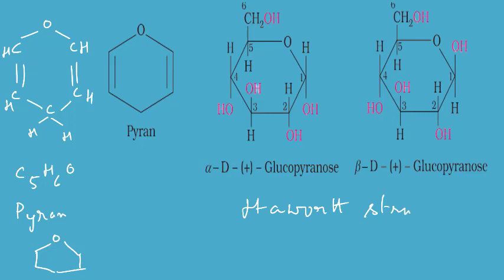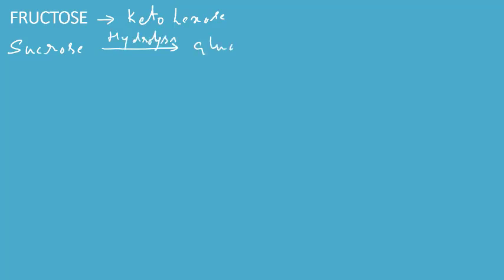Haworth structures. Now let us discuss fructose. Fructose is a ketohexose. Keto means it has a ketone group. Now how is fructose obtained? Fructose is obtained by hydrolysis of sucrose along with glucose. So sucrose on hydrolysis gives glucose plus fructose.